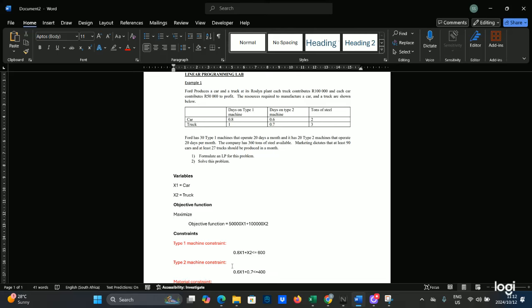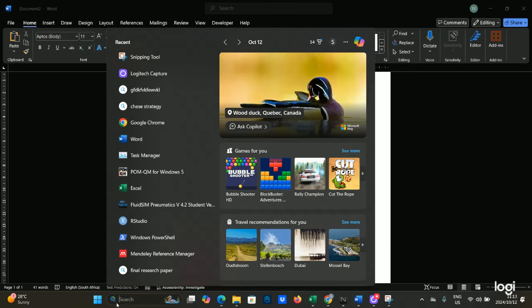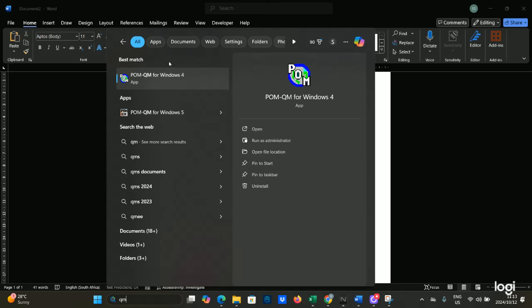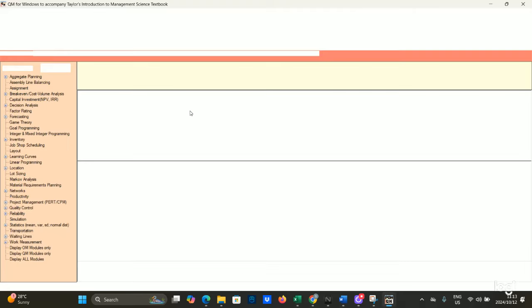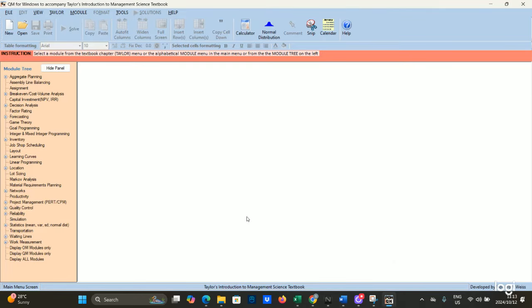So now we're going to go to our QM, right? So if I can just move to my QM. There's version 4 and version 5, they both work, but in this video I'm going to use version 5, or QM for Windows 5. So now this is our QM, and you want to get something like this, right?